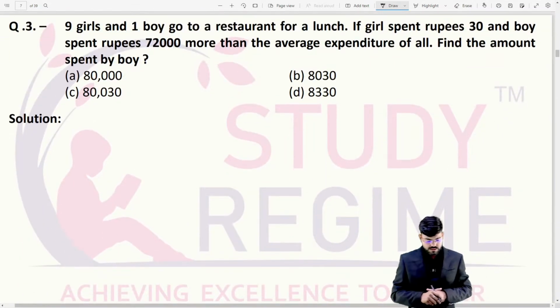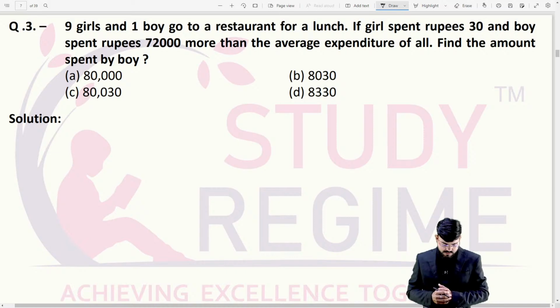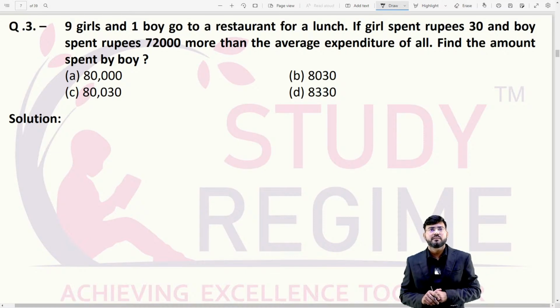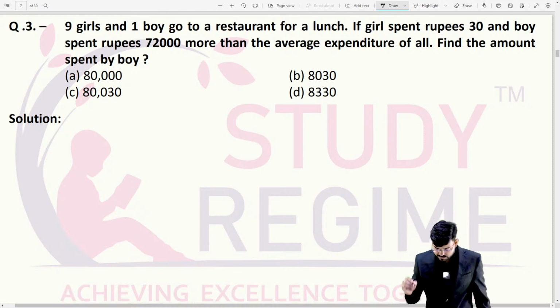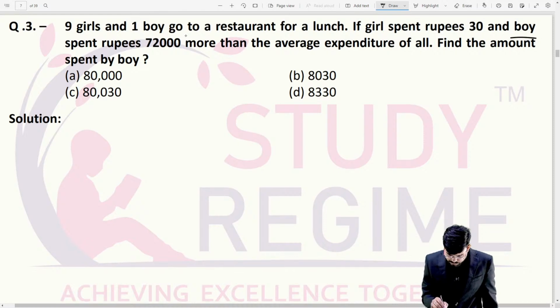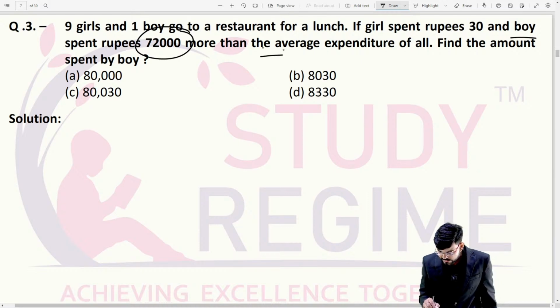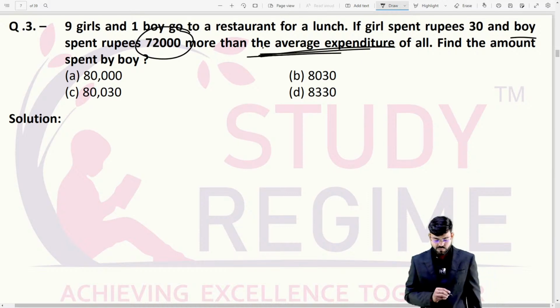Now, this question is a very interesting one. Just read it properly, what the question is saying. Otherwise, there will be some complexity in solving this question. Let's read this question. 9 girls and 1 boy go to a restaurant for a lunch. If each girl spent rupees 30 and the boy spent 72,000 more than the average expenditure of all. See, the point to be noted is that the boy has spent rupees 72,000 more than the average expenditure of all. Find the amount spent by the boy.